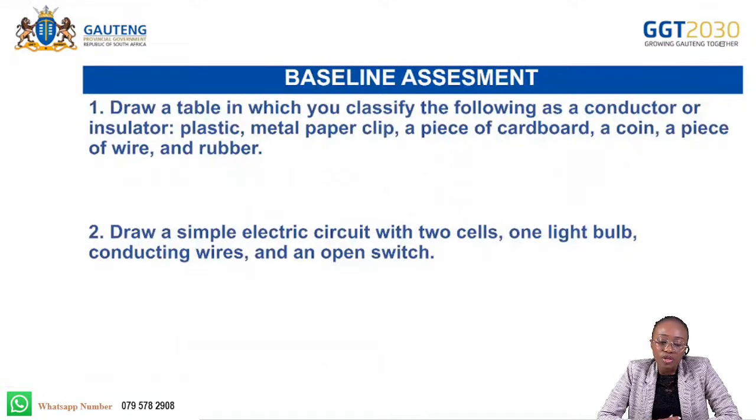Number 1. Draw a table in which you classify the following as a conductor or insulator: plastic, metal paper clip, a piece of cardboard, a coin, a piece of wire, and rubber. Number 2, draw a simple circuit with 2 cells, 1 light bulb, conducting wires, and an open switch. Take 4 minutes to quickly draw the table and then draw the electric circuit. See you after 4 minutes.